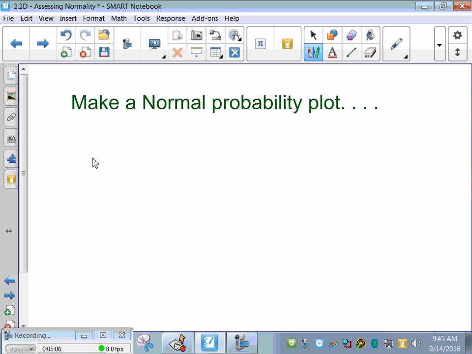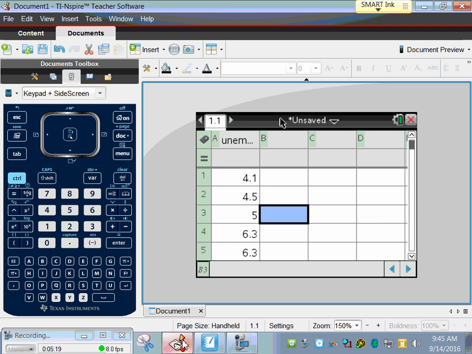The other way is to make what's called a normal probability plot on your calculator. Okay. So we're going to go to our calculators. And you guys know how to go to add lists, right? Everybody go there. We're going to enter all the unemployment rates in. And I want you guys to go ahead and do this with me. Okay? I already entered mine in, so I'll read it for you guys.